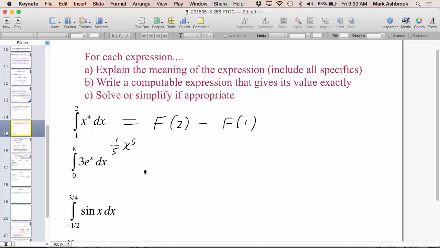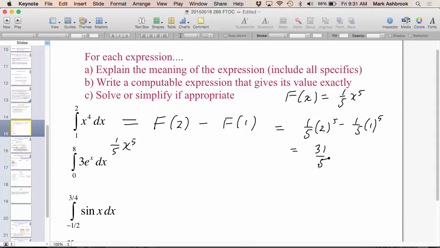That's like our amount function. So this is our F of x. Our antiderivative is 1/5 x to the fifth. We can evaluate that at 2. Evaluate that at 1. And look, we're calculating the total change. The total change in this amount as you change from 1 to 2. Whatever that turns out to be. 32 fifths minus 1/5. 31 fifths? Did I do the math right?